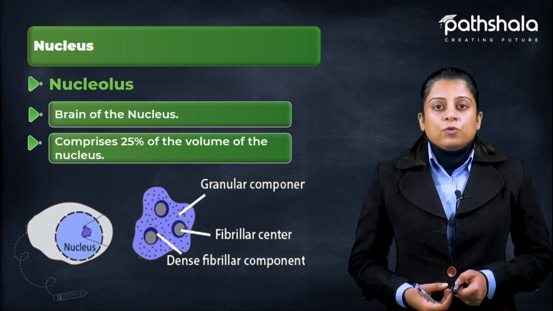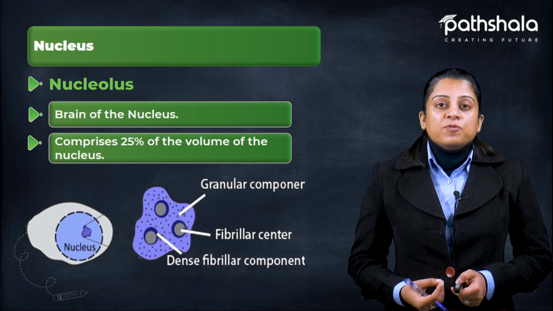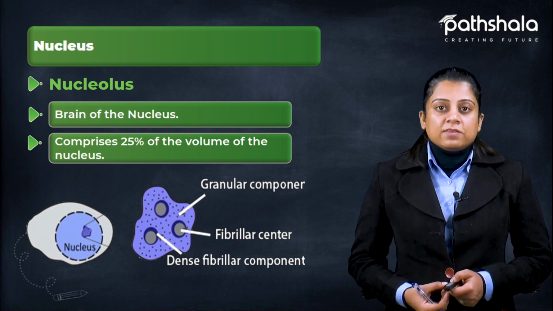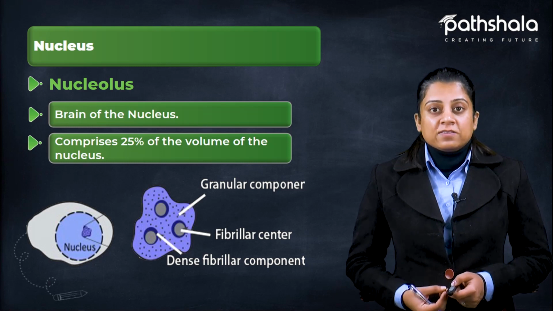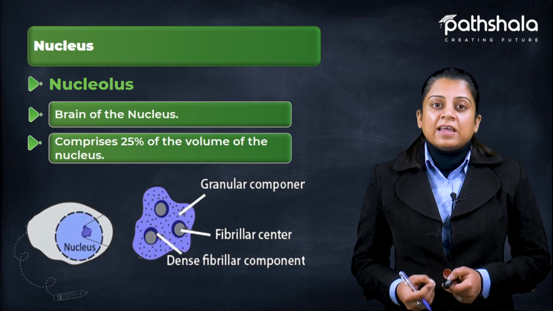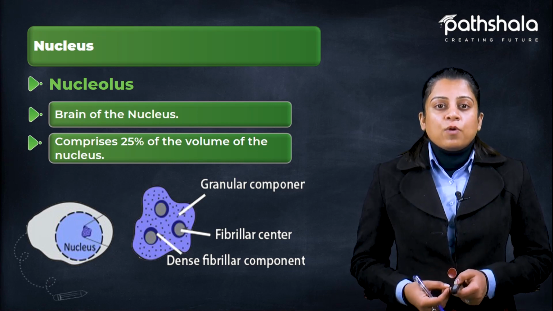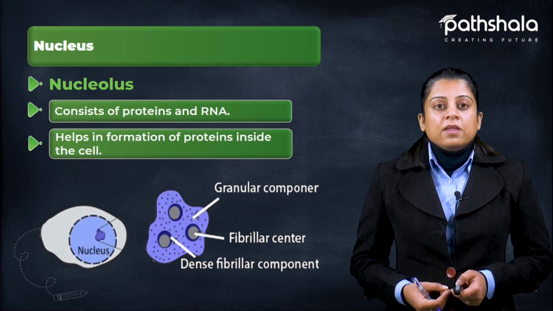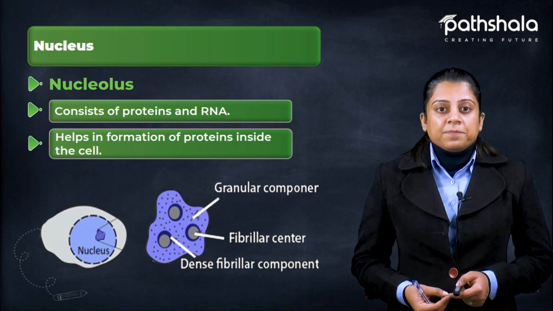Next is the nucleolus. The nucleolus is again a component that is present inside the nucleus. And this nucleolus is known as the brain of the nucleus, whereas the nucleus is known as the brain of the cell. It comprises 25% of the volume of the nucleus. Next, it consists of proteins and DNA.